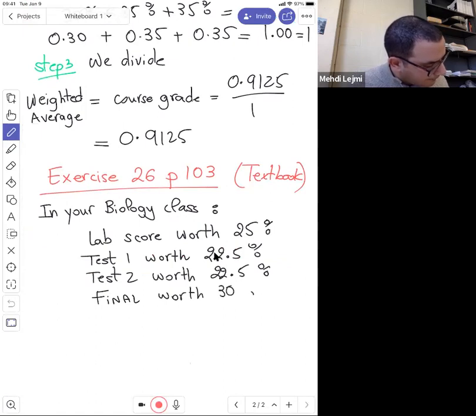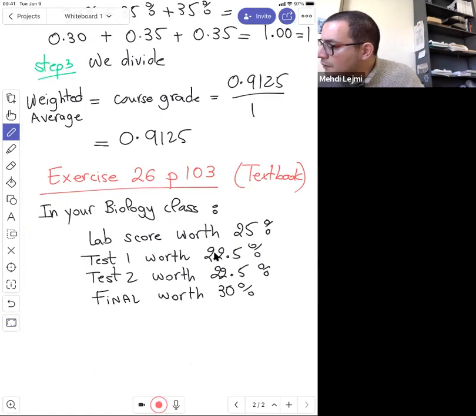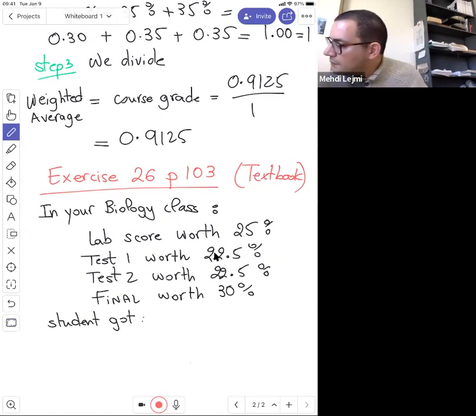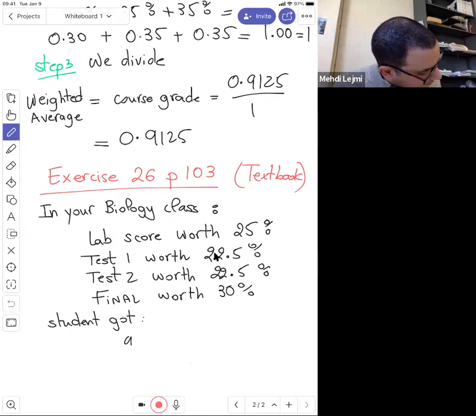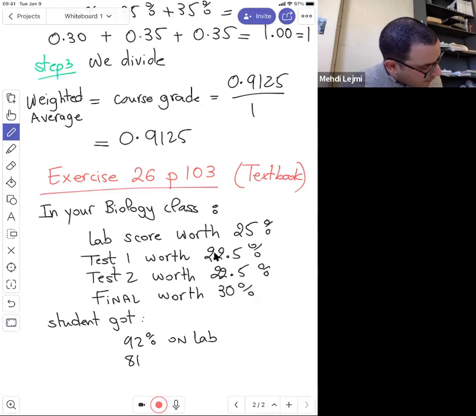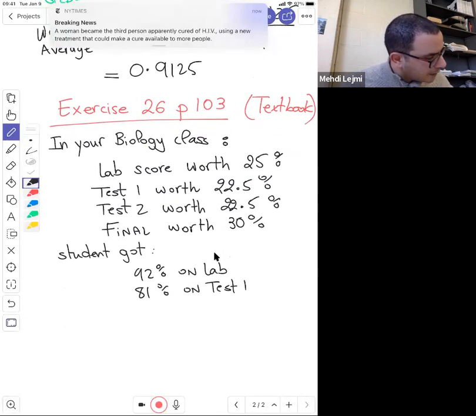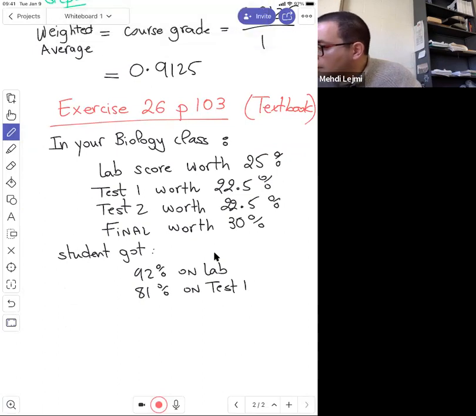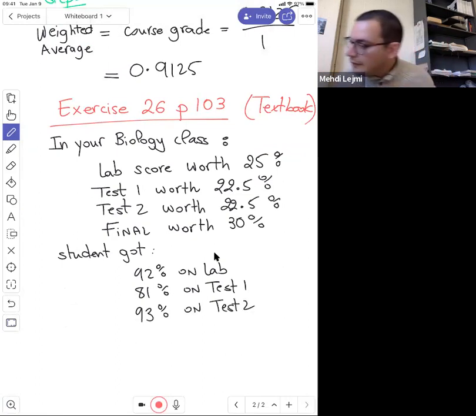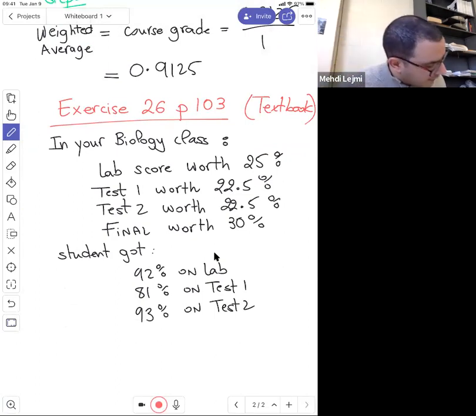All right. Now, you need to compute the weighted average for the following scores. The student got 92% on the lab, 81% on the first test, and 93% on the second test, which is good, I guess. And then on the final, the student got 85%.